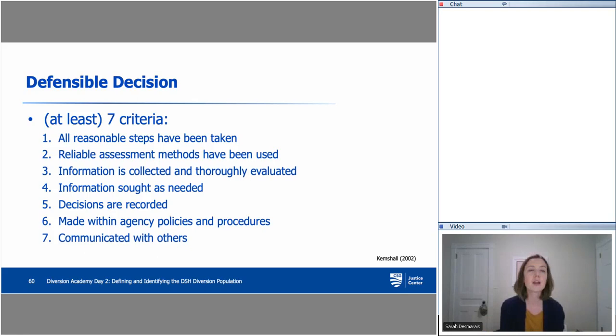of this diversion program. And then ultimately, you need to be communicating with others, very collaboratively, in terms of risk assessment and management, and then case planning and intervention more broadly. Diversion programming really is a collaborative process. Next slide, please.